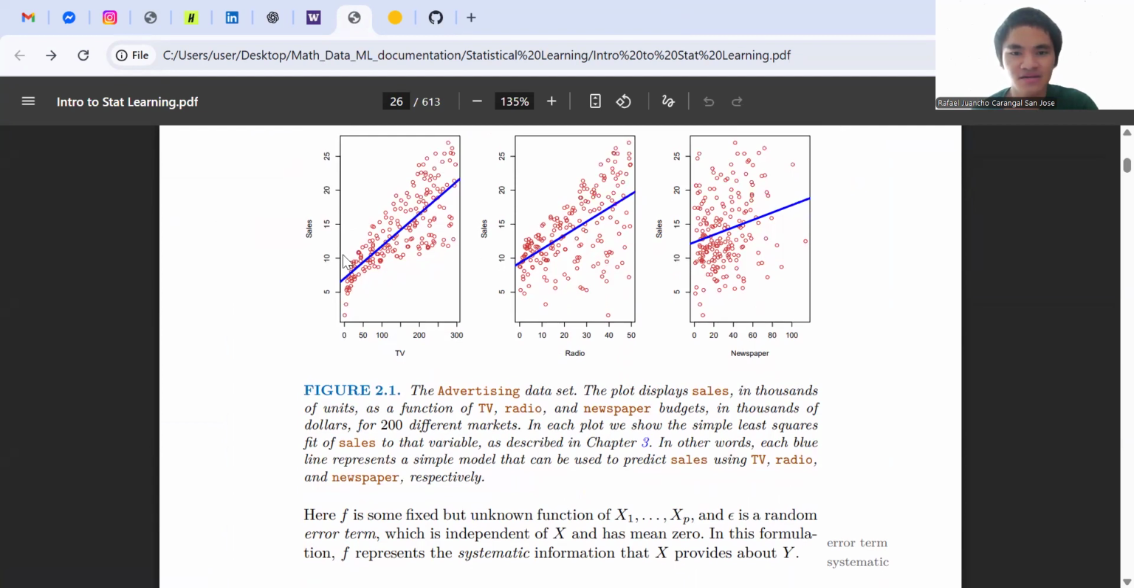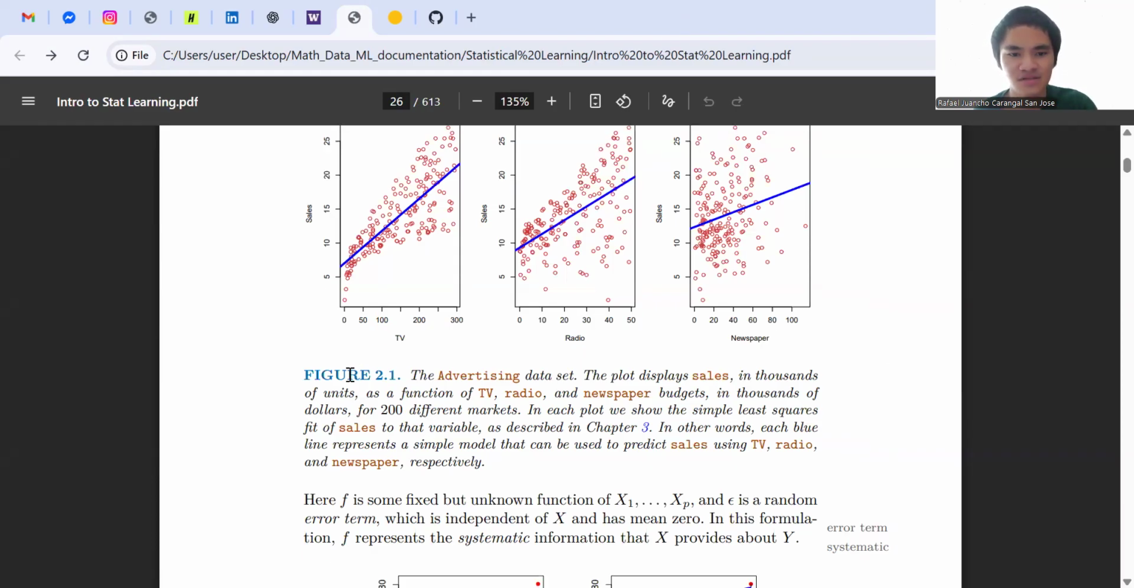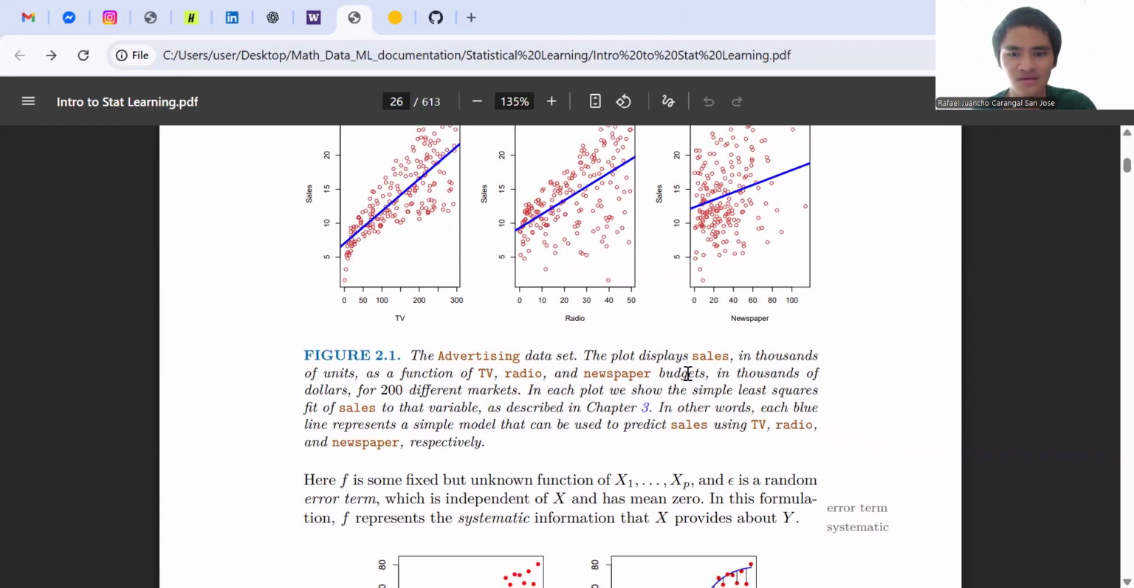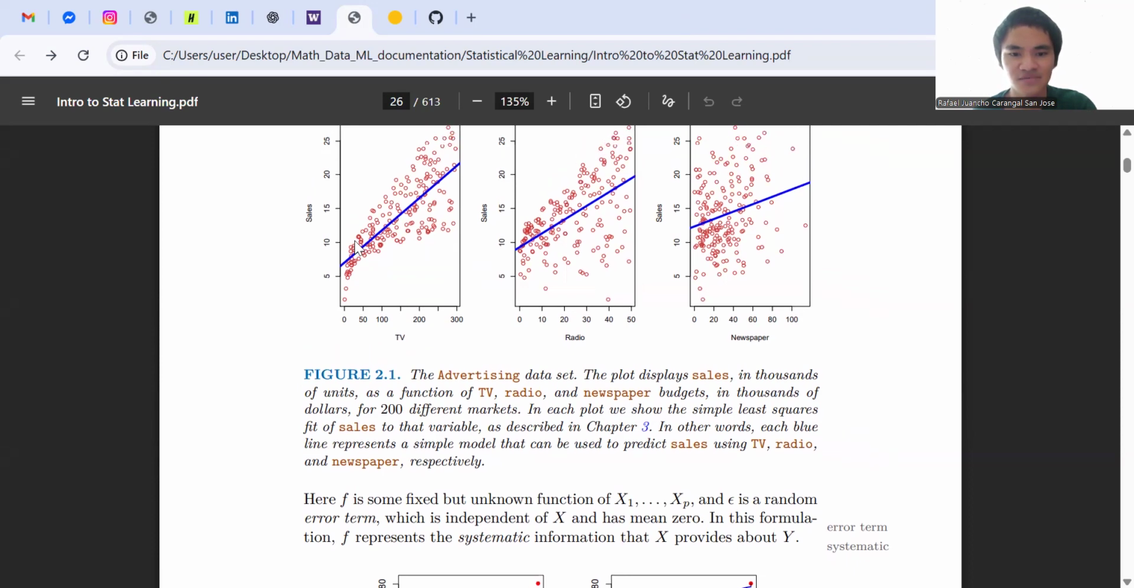So these hollow red circles, they're basically sales, right? It's the output. Those are the sales. And it's some sort of function of the TV, the radio, and the newspaper in thousands of dollars for 200 different markets. So I think these should be a total of 200 if I added all of them. And in each plot we show the simple least squares fit of sales to that variable, as described in chapter 3.